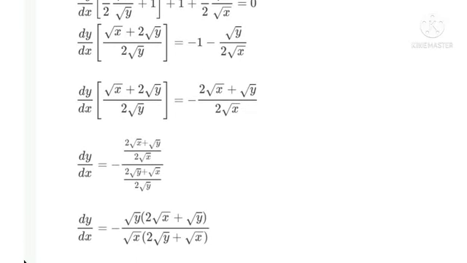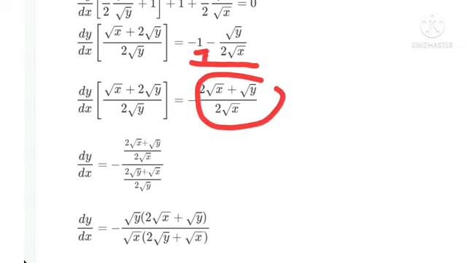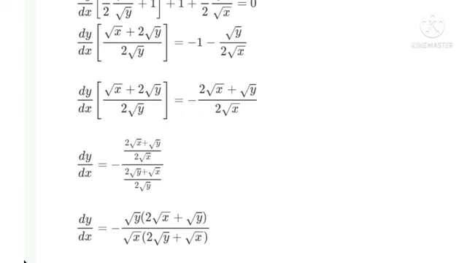So we get here, you simplify dy by dx into 1 upon 2 root x upon root y plus 1 plus 1 half root y upon root x is equal to 0. Take these two to the RHS, so it becomes minus 1 minus y upon 2 root x. Again here you take LCM, simplify, we get minus 2 root x plus root y upon 2 root x. Now we have to find the value of dy by dx.